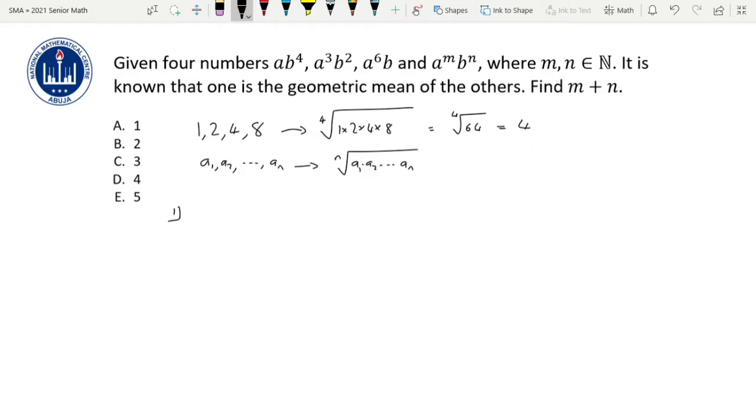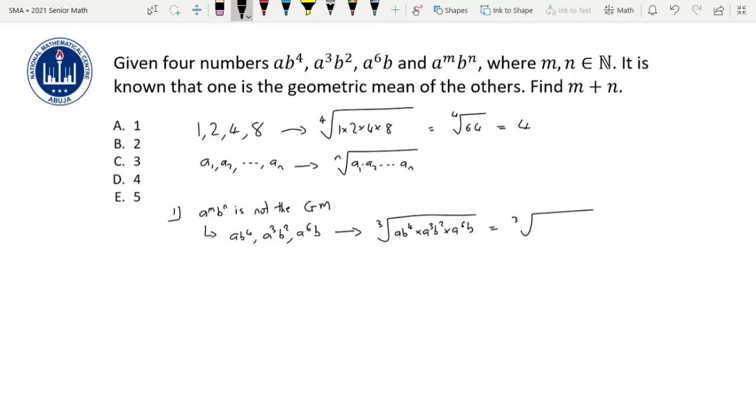So the first thing we're going to show now is that a raised to power m, b raised to power n is not the geometric mean of the other three numbers. To show this, it's just as easy as finding the geometric mean of these three numbers and showing that something will go wrong somewhere. So the geometric mean of the first three numbers, a b raised to power 4, a cubed b squared, and a raised to power 6b, is going to be the third root, since there are three numbers, of a b raised to power 4 times a cubed b squared times a raised to power 6b. And when we simplify this, it becomes a times a cubed times a raised to power 6, which is a raised to power 10, and b raised to power 4 times b squared times b is b raised to power 7.